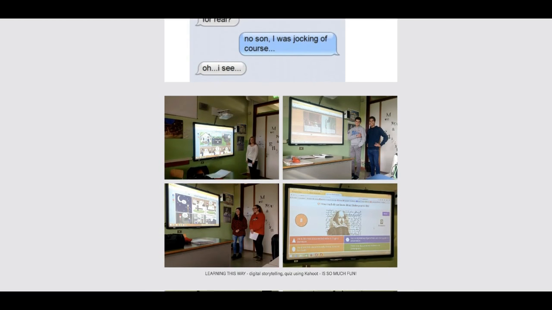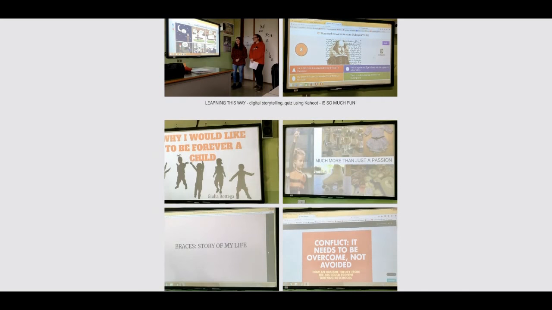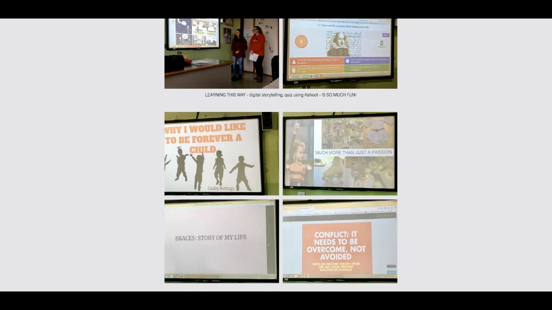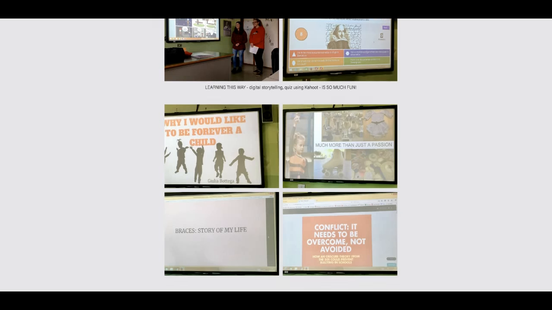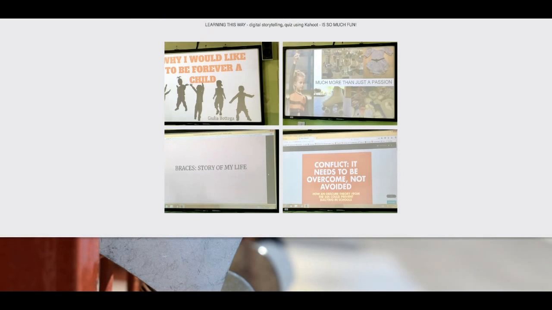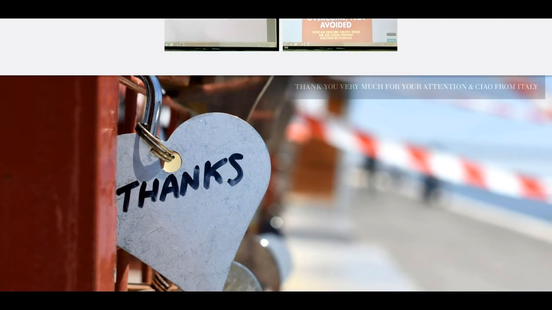So as you can see, learning this way, the students are in the game, and it is so much fun. All the presentations they have created, why I would like to be forever a child, much more than just the passion for skating, braces, a very personal experience, story of my life, are all ways of doing a first-person narrative in English as a foreign language.